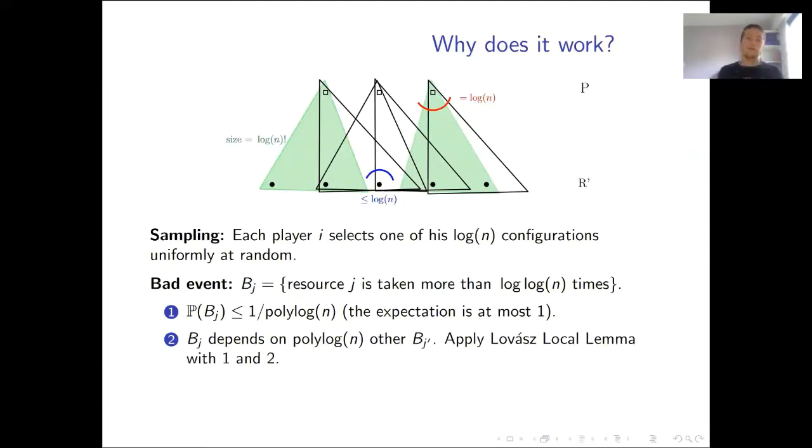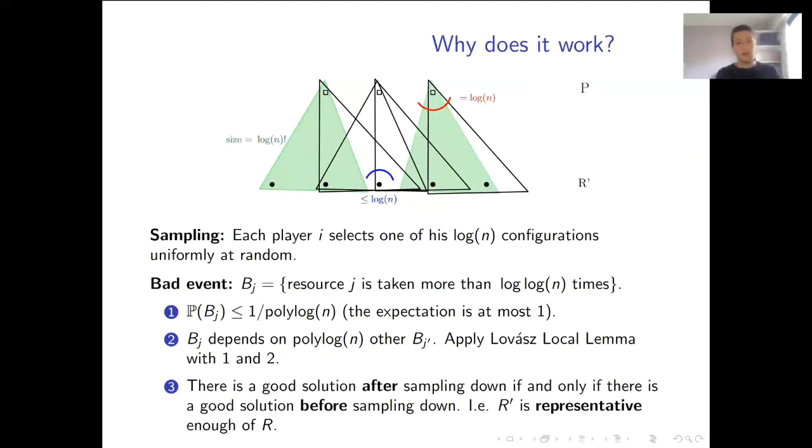Second, each bad event b_j depends on at most polylog n other bad events b_j prime. And why is that? I'm not going to show it formally, but if you look at this hypergraph at the top, all the parameters of interest, the degree of resources, the degree of players, the size of hyperedges, are log n. So it's kind of convincing that the dependencies should be polylog n. And with these two facts together, you can apply the Lovász local lemma to select one hyperedge for each player such that no bad event happens. And then there's one last step.